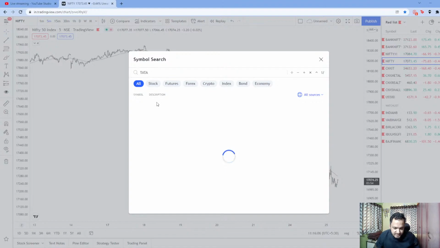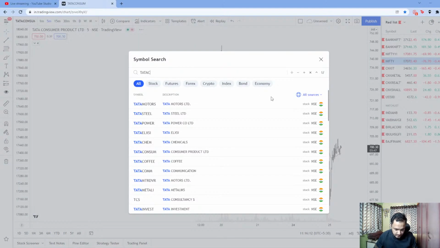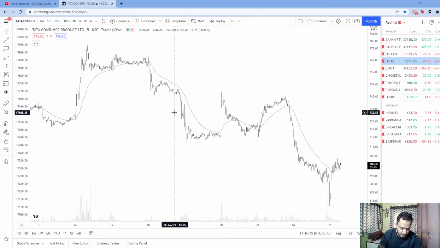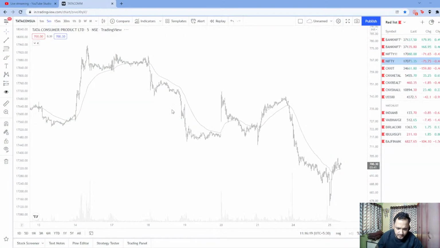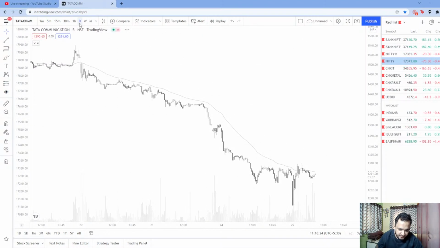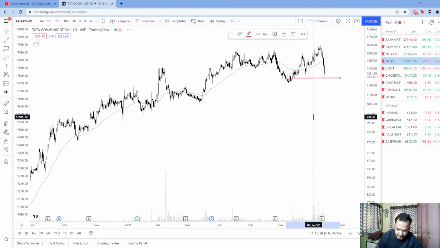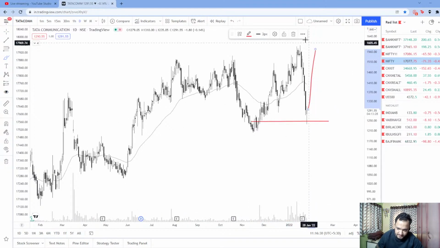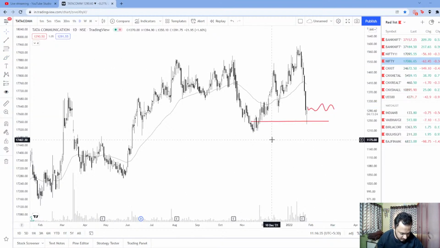Tata Communications, is this the right time? I don't think so. I don't think it's the right time for any kind of long right now. Definitely not for this stock. I mean, it has come down to this base, which is good. But from here, you cannot expect it to rise back up like this again. It will take some time here. So it's not the time for any kind of long trades.